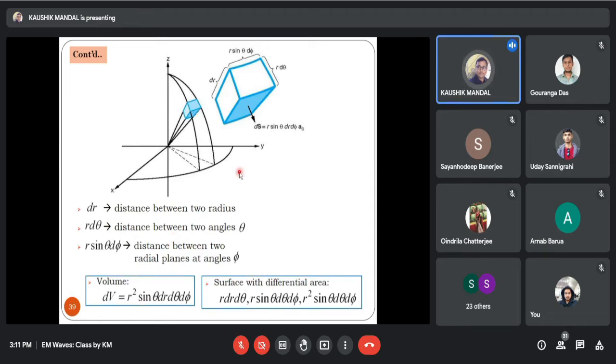So if you consider each and every surface, there will be three surfaces, 1, 2, and 3. One by one, from this particular figure, you can easily find the corresponding differential area. For this particular surface, it will be r d theta into r sin theta d phi. For this surface, it will be r d theta into dr. And for this surface, it will be r sin theta dr d phi. If you write it in vector form, then it will be a theta. A theta is the unit vector.